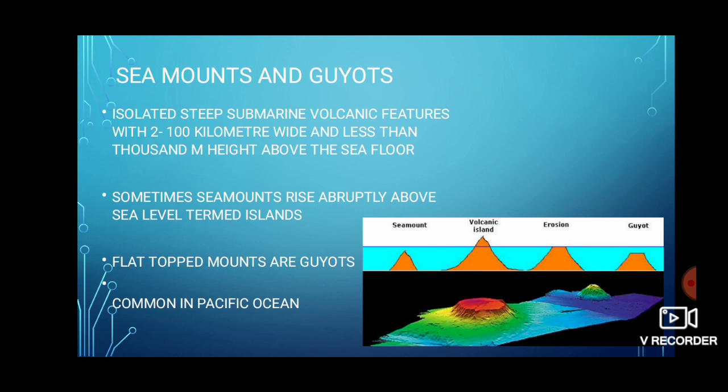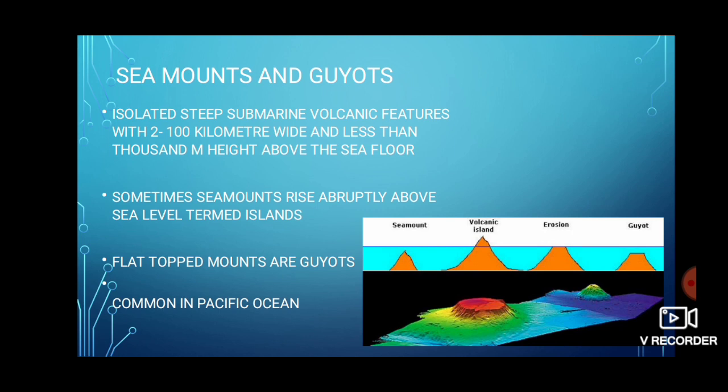Sometimes some seamounts rise abruptly above the sea level. So we can see some seamounts that are found above the sea level, and that type of seamount is called an island. You can take the example of Hawaii, which is a perfect example of a seamount that rose abruptly from the sea level and is known as the Hawaiian Island.